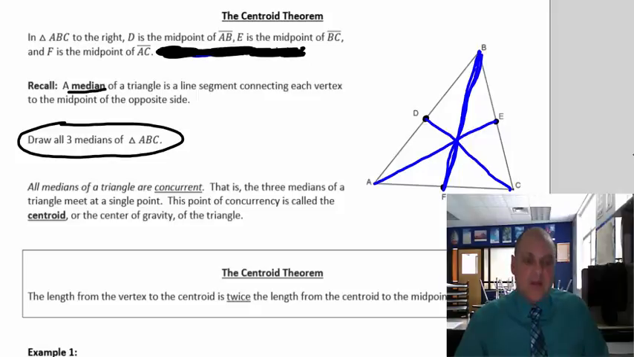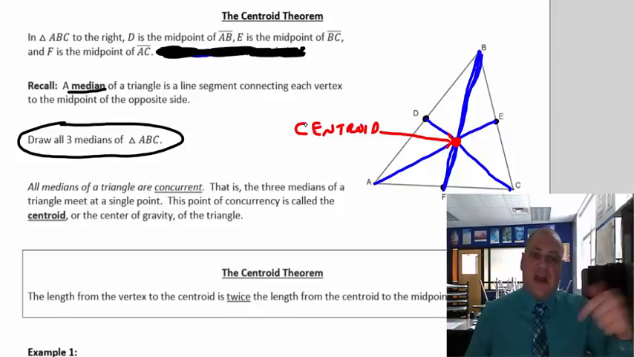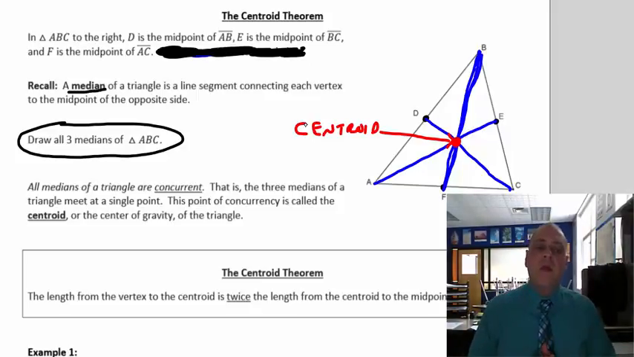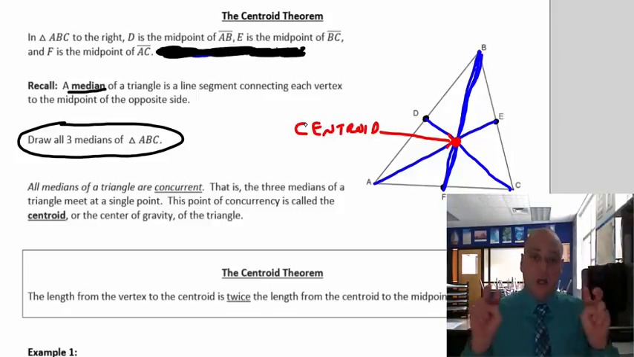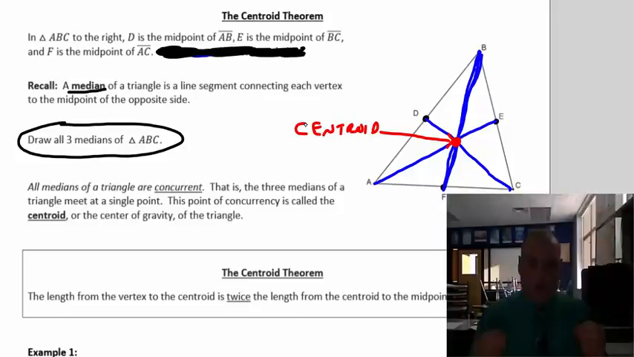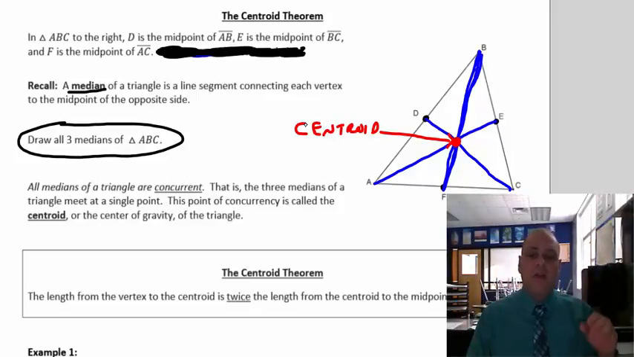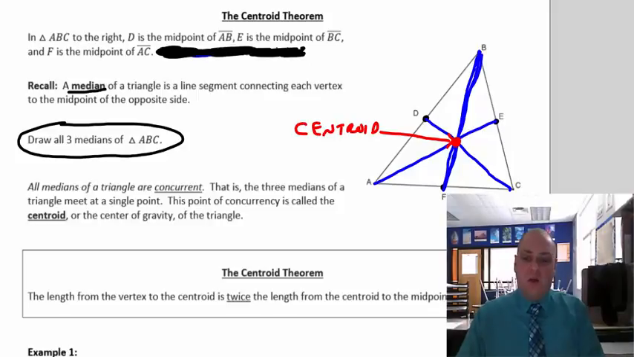Notice that the three medians intersect at a single point. That point right there is called the centroid. And it must always be inside the triangle. If you're connecting three medians, it's always going to connect inside the triangle at that single point. Because the medians of a triangle are concurrent. We haven't used that word in a long time, concurrent. But concurrent means that they intersect at a single point.